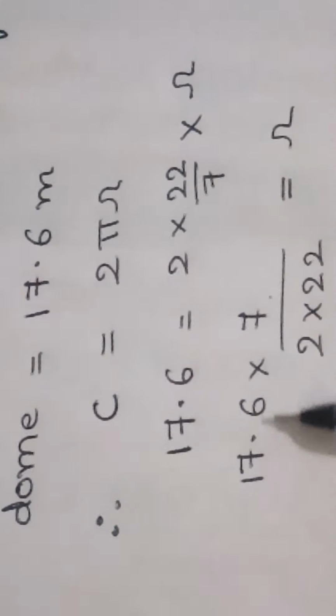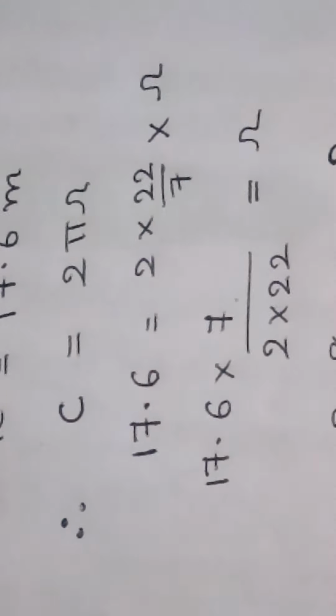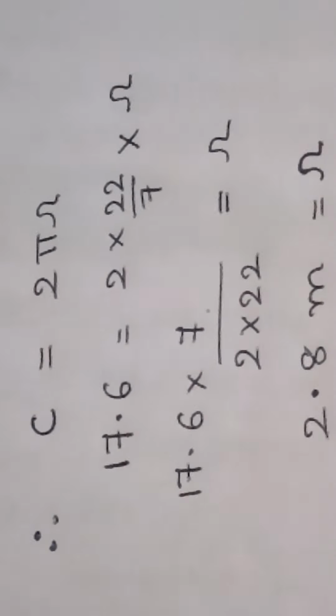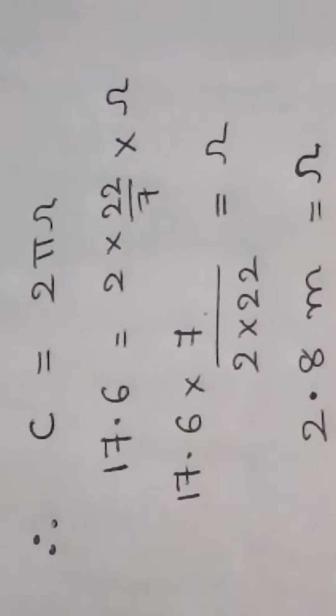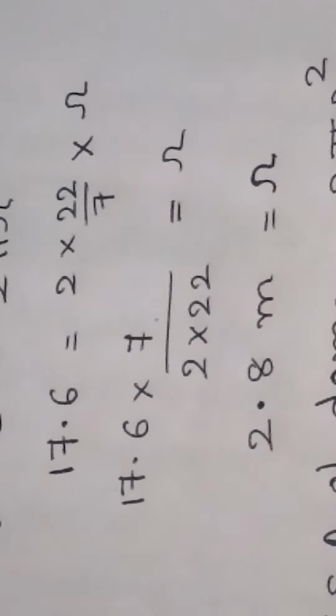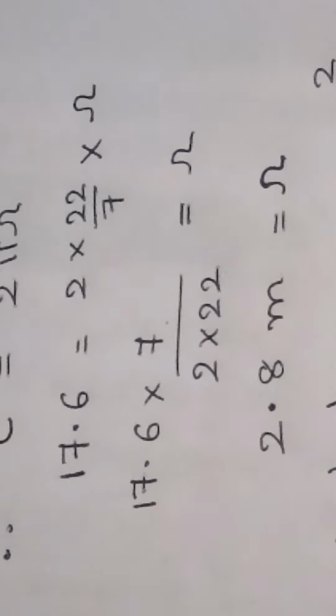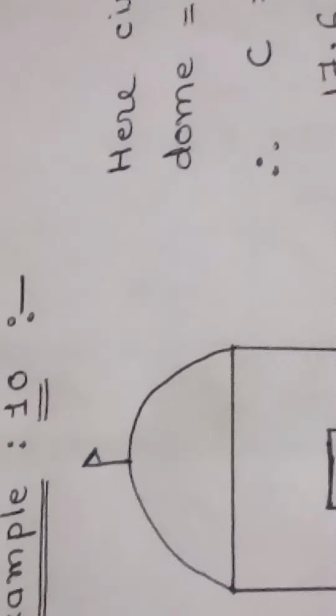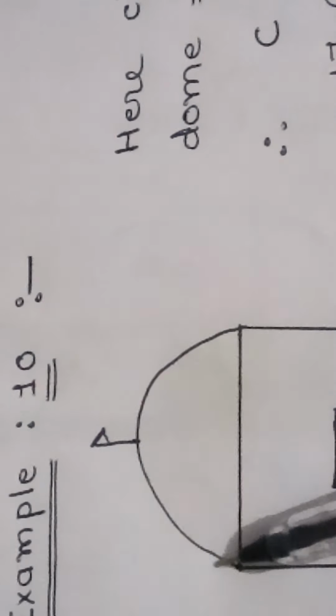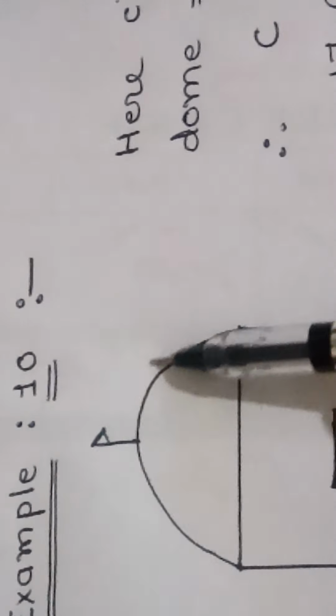So here you first do 17.6 into 7, and you divide it by 22 into 2, that means 44. When you solve, you will get the radius as 2.8 meter. That means the base of this dome has a radius of 2.8 meter. Now its outer surface area is to be painted, which means this area is to be painted.